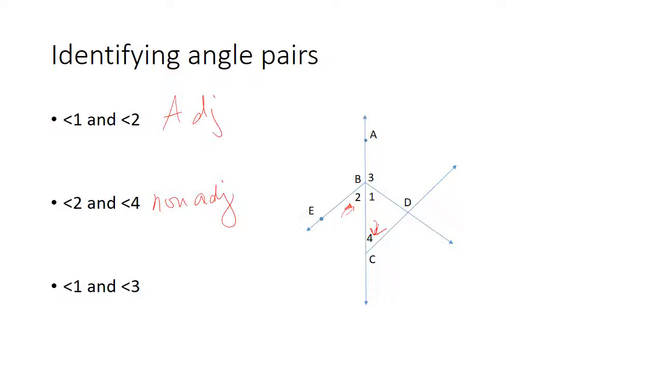Angle 1 and angle 3. Angle 1 is here. Angle 3 is there. Do they have a common vertex? Yes, right here. Do they have a common side? Yes, right here. So these are, whoops, wrong side, adjacent. And do their non-adjacent sides form a straight line? They appear to, so we would say that these are also linear.